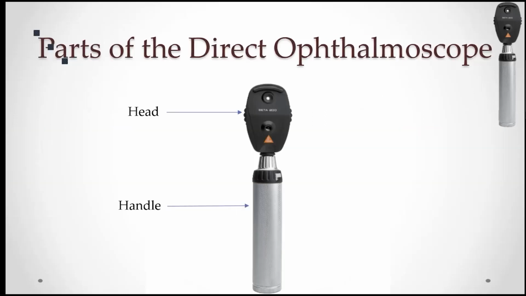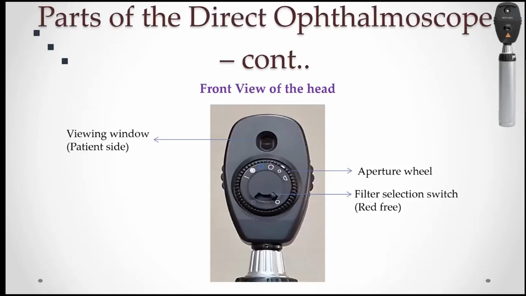So like the Streak Retinoscope, it also has the same kind of parts, head and handle. The head consists of different optical parts. In the front portion of the head, you can find a viewing window which passes the light to the patient's eye, and there is an aperture wheel and a filter selection switch. The aperture wheel has various apertures that can be accessed by rotating it.